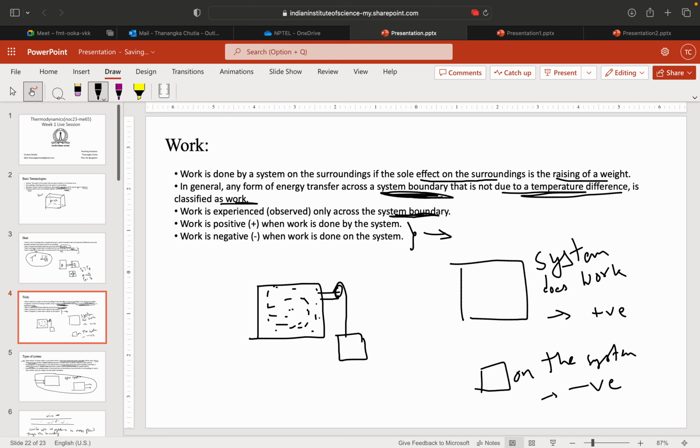Again, just like heat, work is also felt at the boundary. That means it is only a boundary phenomenon. Now the work sign convention for numericals is that whenever work is done by the system, it is positive, and whenever work is done on the system, it is negative.